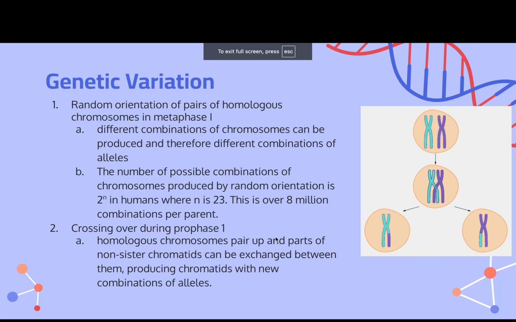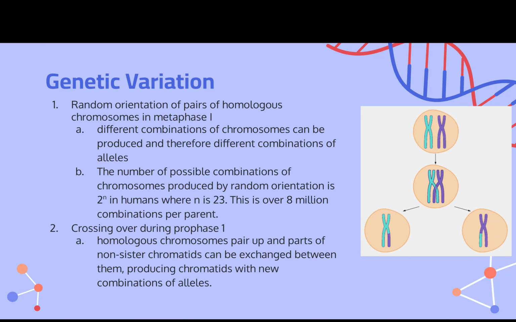So, the number of possible combinations of chromosomes produced by random orientation is 2 to the power n in humans, where n is 23, which means there's over 8 million combinations of chromosomes per parent.